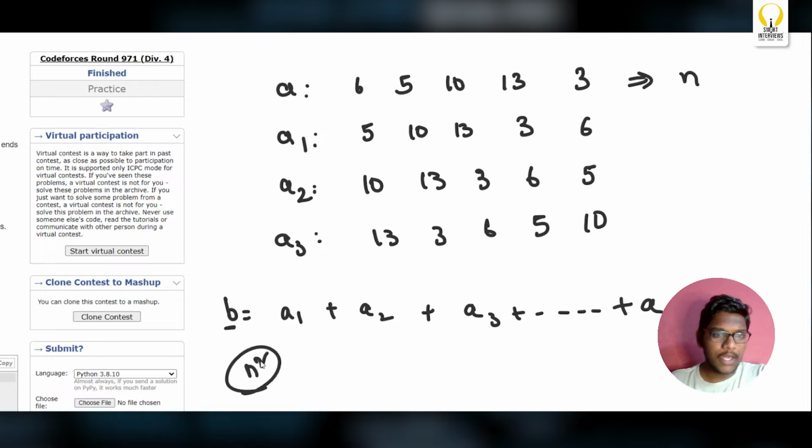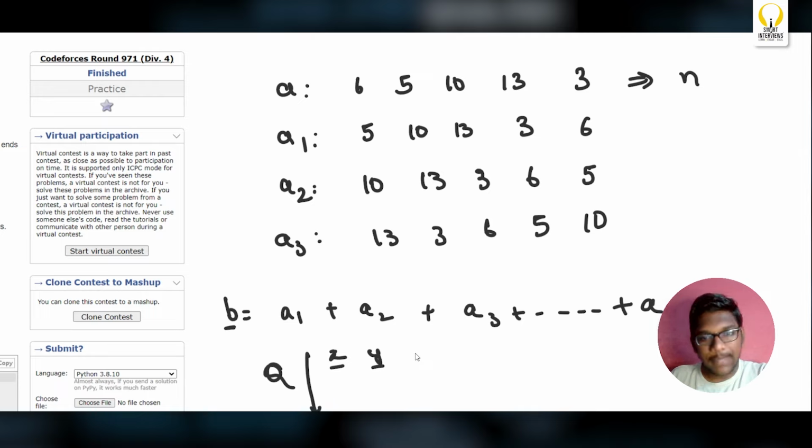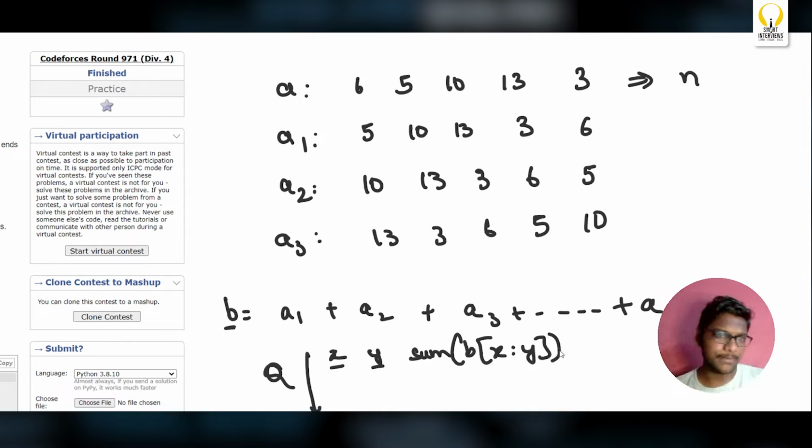Okay. Now, the problem statement is very simple. He'll give you q number of queries. For each query, you'll be given two indices, x and y. You need to get the subarray sum of B from index x to index y. That's it. We'll figure out the implementation, but as of now, the problem statement is straightforward, very simple.